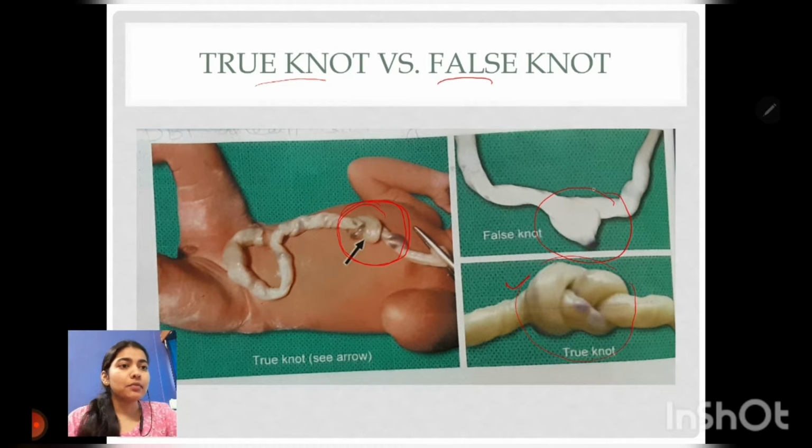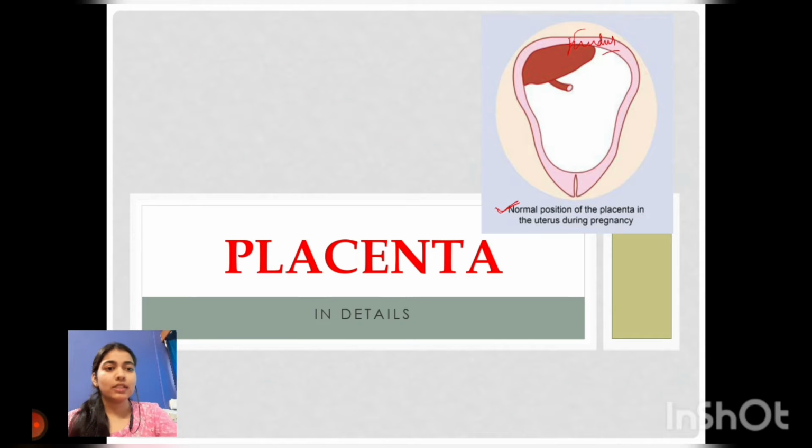And a false knot is kinking of the umbilical vessels or local collection of Wharton's jelly, maybe due to that. And for knowing more about the umbilical cord, do check the umbilical cord video. So proceeding to today's video, placenta in detail.